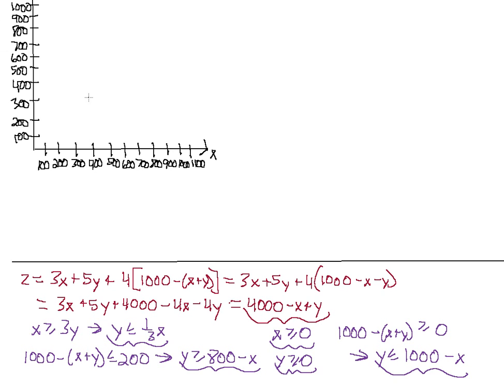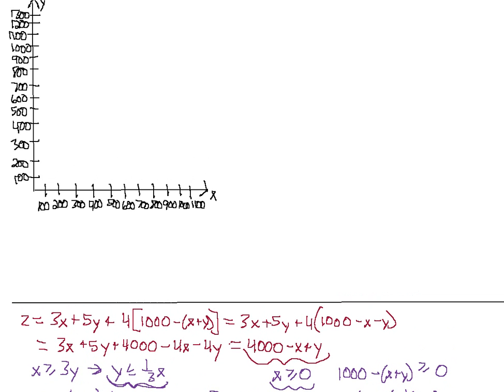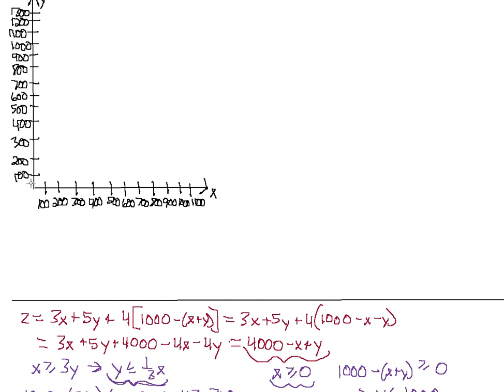So let's take a look at our first constraint. Our first constraint, let me get a different color here, is this one right here. So we have y is less than or equal to 1/3 x. So let's go ahead and graph this. When x equals 0, y is equal to 0. So our first point on this line is going to be right here at 0, 0.